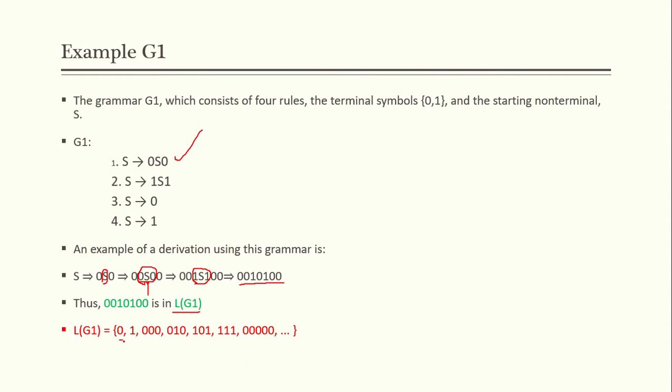Other strings will be 1, which is derived from the third production rule. The second is 00, derived from the third rule. 1, derived from the fourth rule. And 000 is derived from the first and third. And the rest of it. So there are a lot more, infinitely many. How do you know it is infinite? Because here you see S goes to 0S1, which means it can call the S again and again, so it will be in repetitions. So these are all the strings accepted by grammar G1.